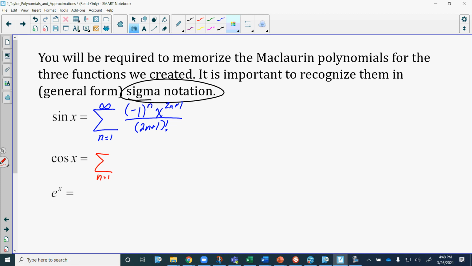N equals 1 to infinity. And cosine was also alternating, so we had the negative 1 to the power of n. But in this case, because we were looking at the even degreed powers, we said x to the power of 2n, and it was over 2n factorial. And I guess technically that should be in parentheses, but if it's not, I think most people are going to recognize it's 2n factorial.